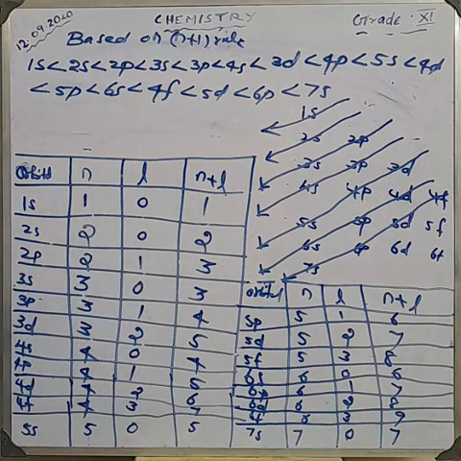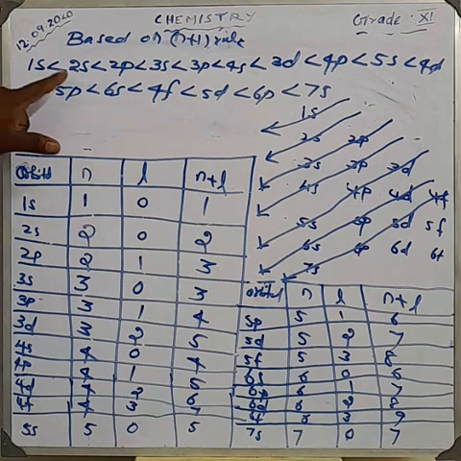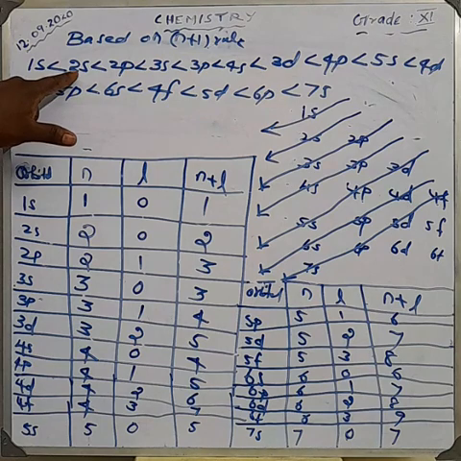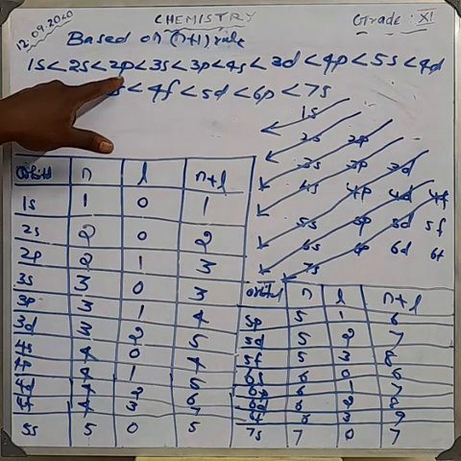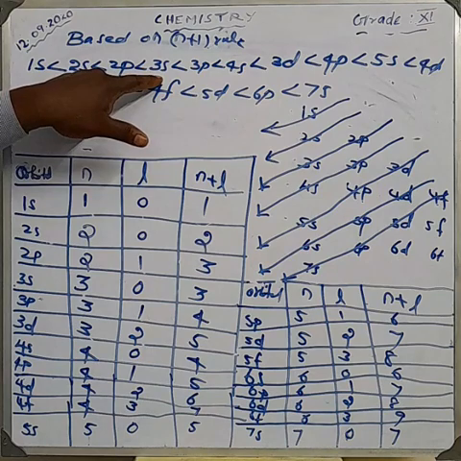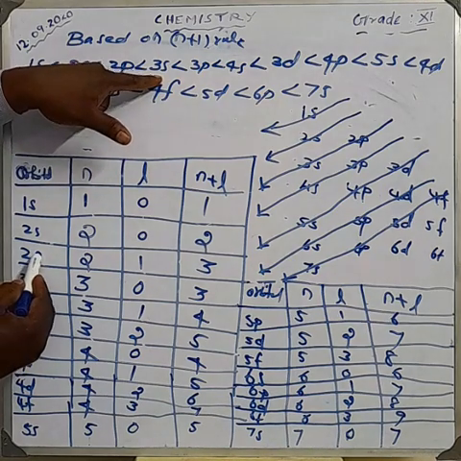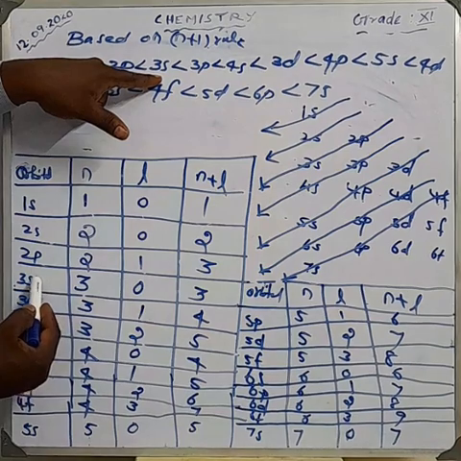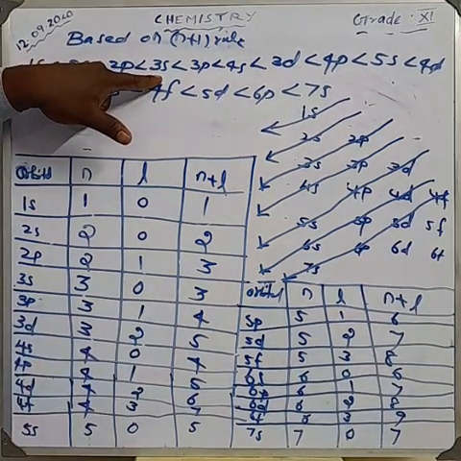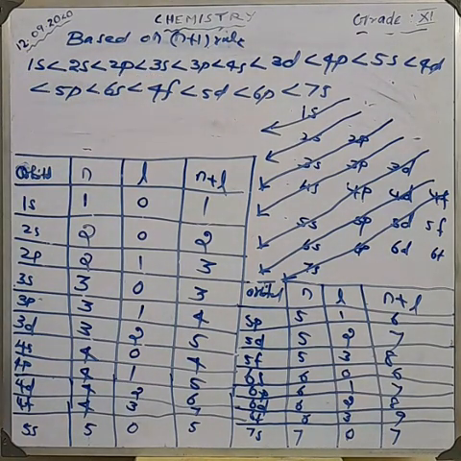Which one has the higher energy and which one has the lower energy? As per this rule, which has the priority? 2p has n plus l value 3 and 3s also has n plus l value 3. Please recall the n plus l rule. The first one is that the lower the value of n plus l for an orbital, the lower is its energy.